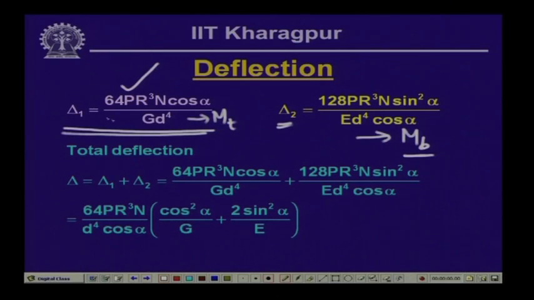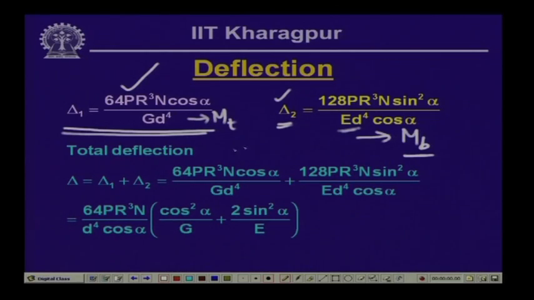And as we can see, delta 1, the deflection because of the twisting moment, is this expression, which is 64 P r cube n cos alpha by G d to the power 4, and delta 2 is the deflection because of the bending moment, which is 128 P r cube n sin square alpha by E d to the power 4 times cos alpha.